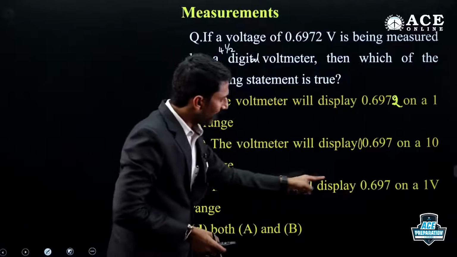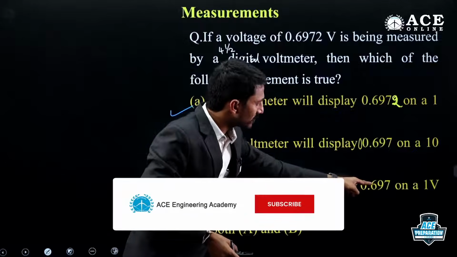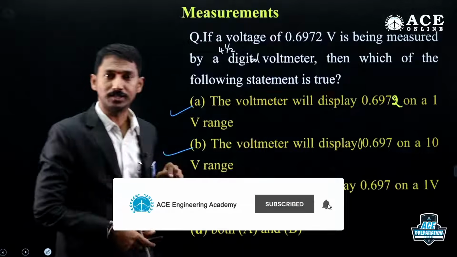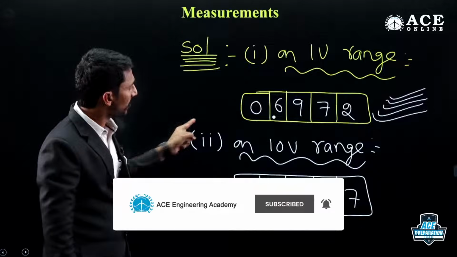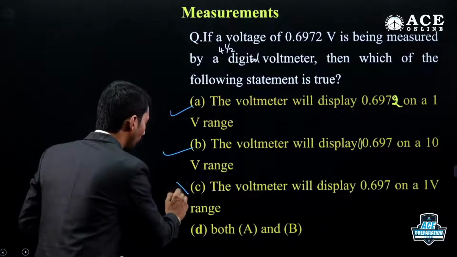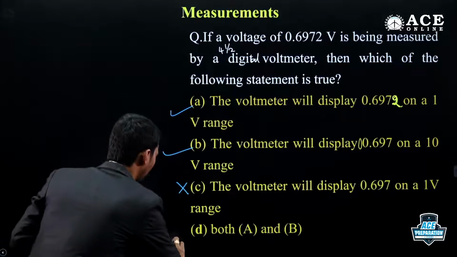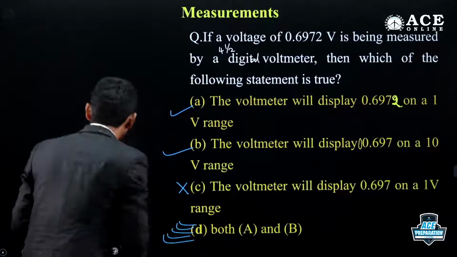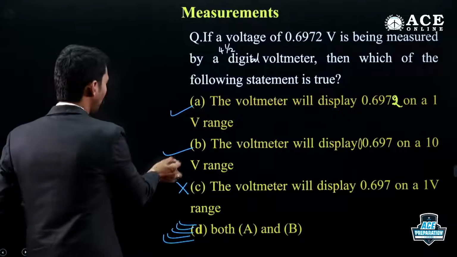The voltmeter will display 0.697 on 1 volt range. Sir, on 1 volt range, is it possible? This number will not be missed. So therefore, this value is wrong. Sir, A and B correct means the final answer will be option D. Now I am erasing these two.